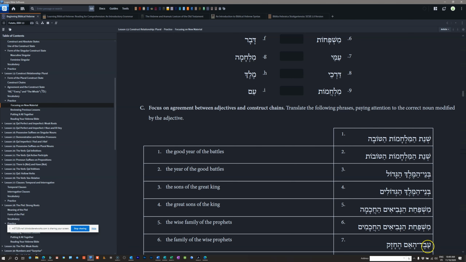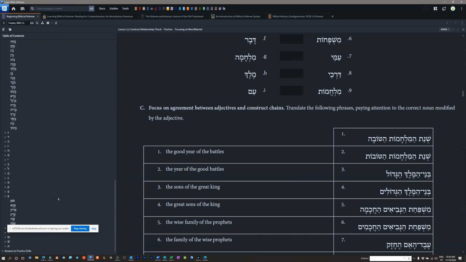Another indication that this is in construct is we've got two nouns right next to each other. Often, two nouns right next to each other don't make sense as absolutes. You'll often need to translate the first one as a construct in order to make sense of the two nouns together. So here we've got Eved.